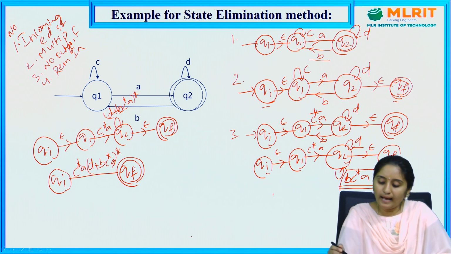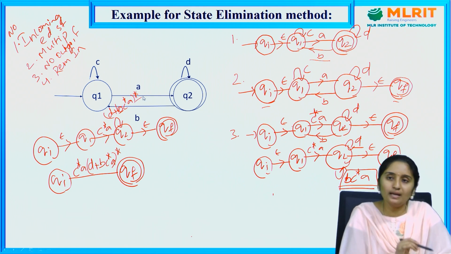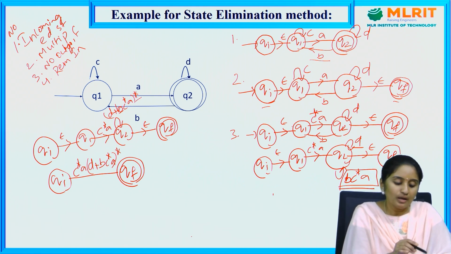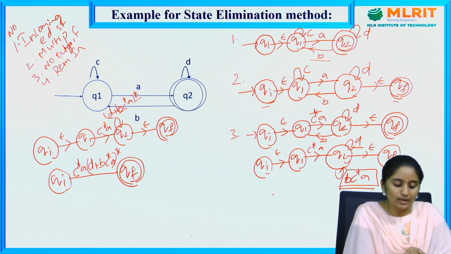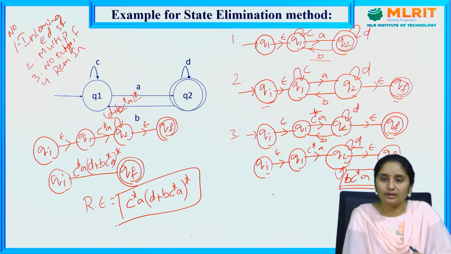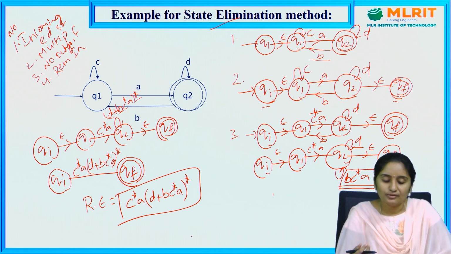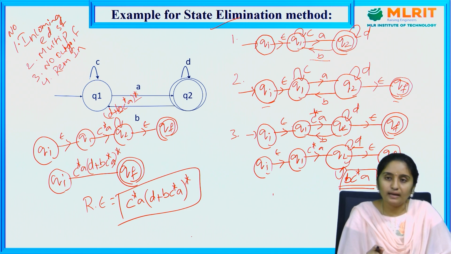D and B are pointing to the same Q2. Either I can take D or B, C star A. So it is in a self loop, and we are going to take it as a closure. See here, from Q1 to Q2 there is C star A, D plus B, C star A whole star. The regular expression is C star A, D plus B, C star A whole star. So this is the regular expression using the state elimination method. We eliminate one state, and then this is the regular expression we get.